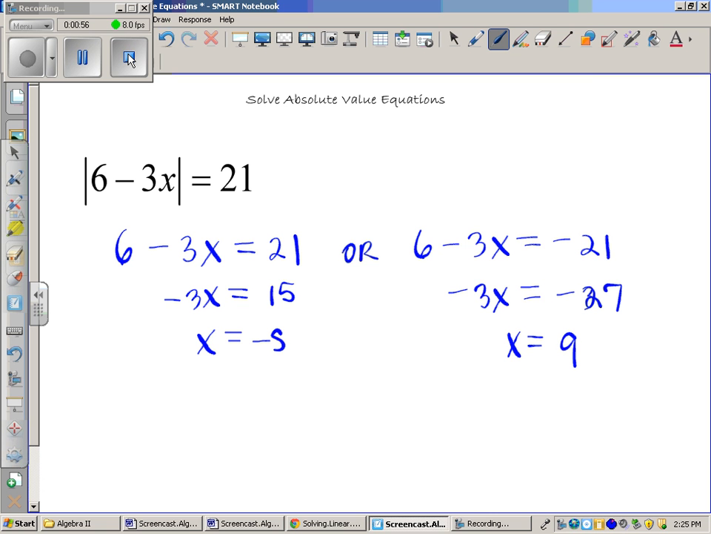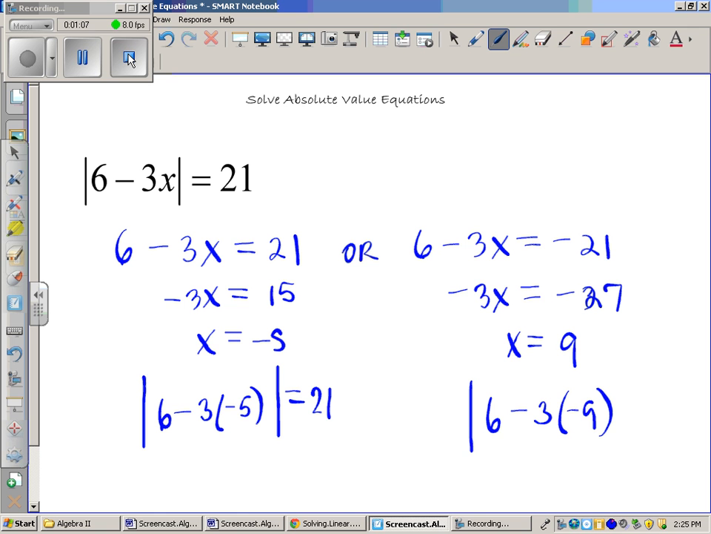And because good math students would check their work, we would plug back in to support that we have a positive 21. Nope, that was a positive 9 there as our end result. I feel good about that.